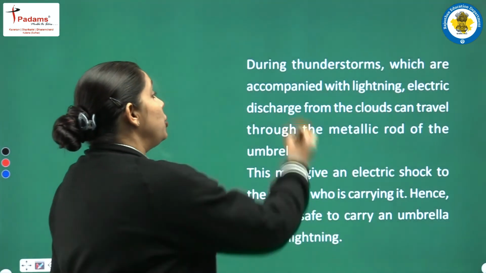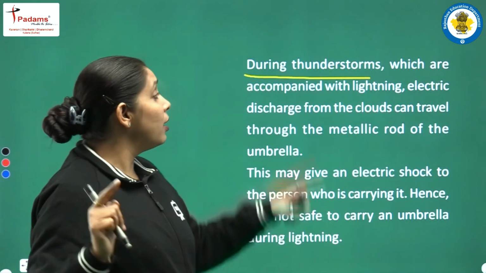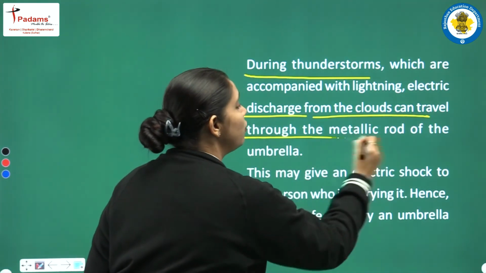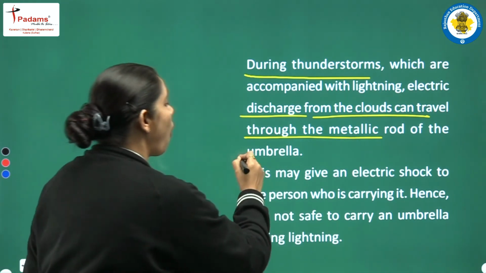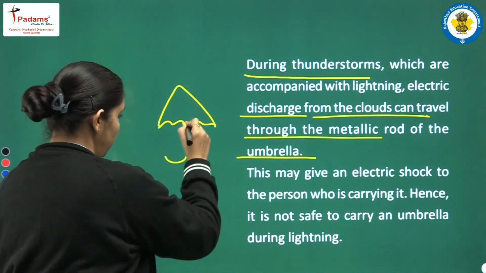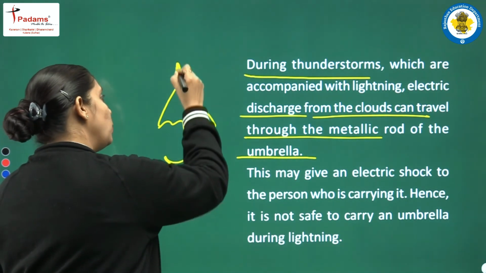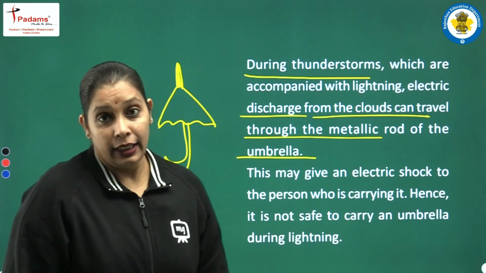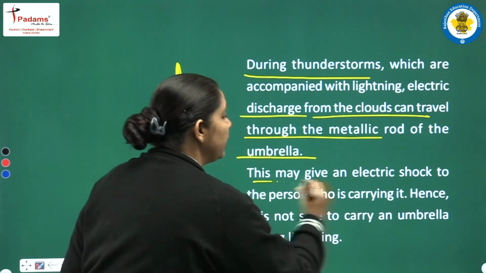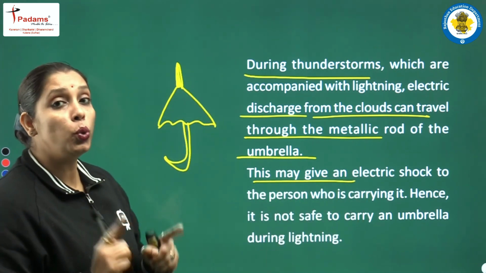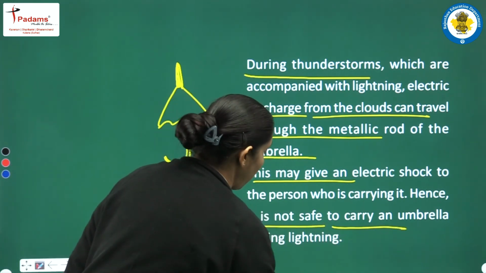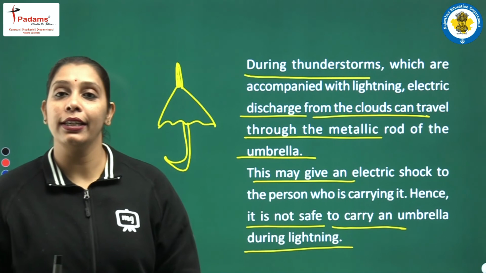Yes, during thunderstorms which are accompanied with lightning, electric discharge from the clouds can travel through the metallic rod of the umbrella. Now all the children remember the diagram of an umbrella, right? The rod on top of it, okay, what is it? It is conducting. Understood? This may give an electric shock to the person who is carrying it. Hence, it is not safe to carry an umbrella during lightning.